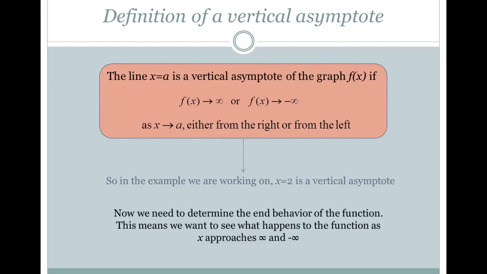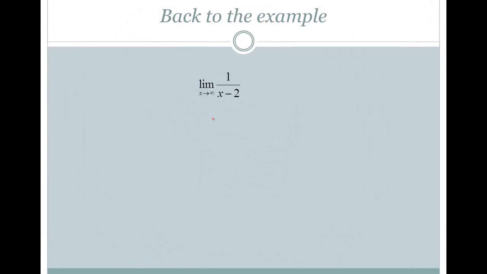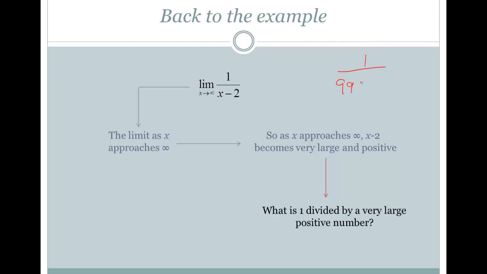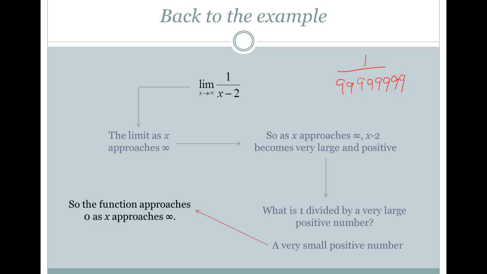Now what we need to do is look at the end behavior. What is the end behavior going to look like as x approaches infinity and negative infinity? Well, let's look at that. Again, we're going to use the idea of a limit. As x gets huge, as x goes off to positive infinity, what is the function going to do? Well, basically as x approaches infinity, x minus 2 becomes a really large number, and it's positive. So I have 1 divided by a really large number, 9, 9, 9, 9, 9, 9, keep going. That value right there, you guys should all notice, is going to be a very small positive number, and so the function is going to approach 0.